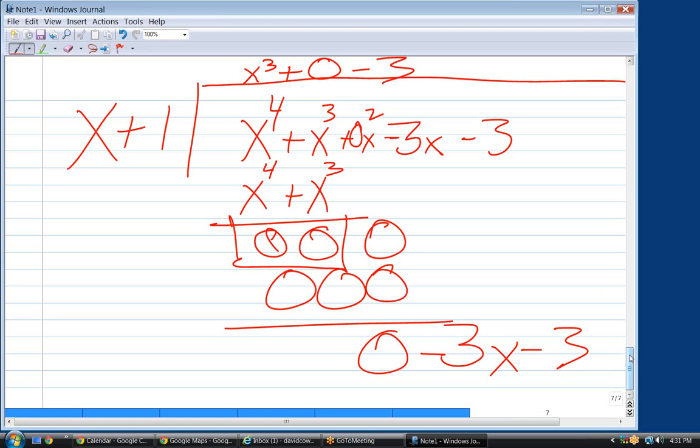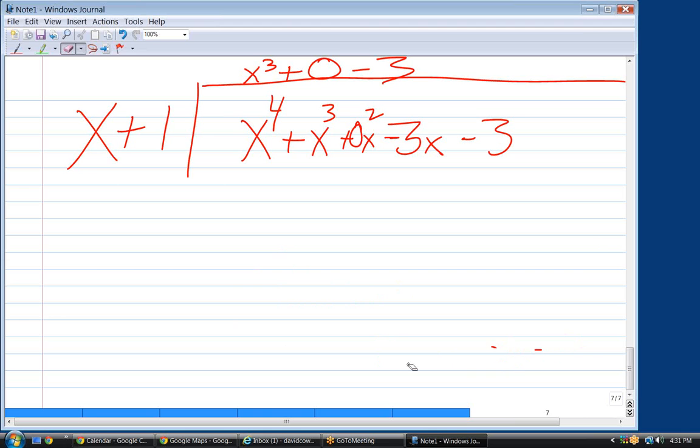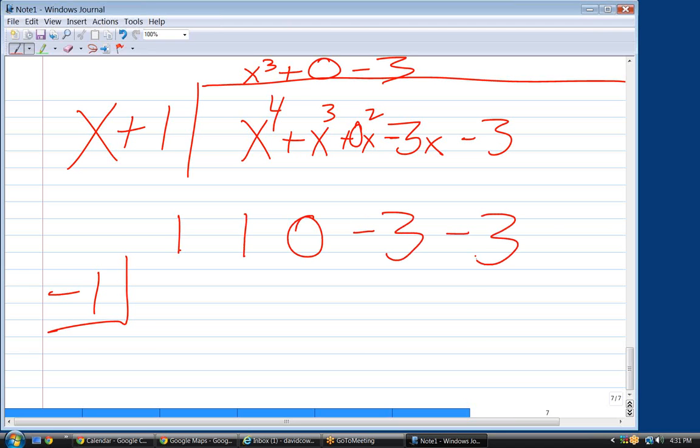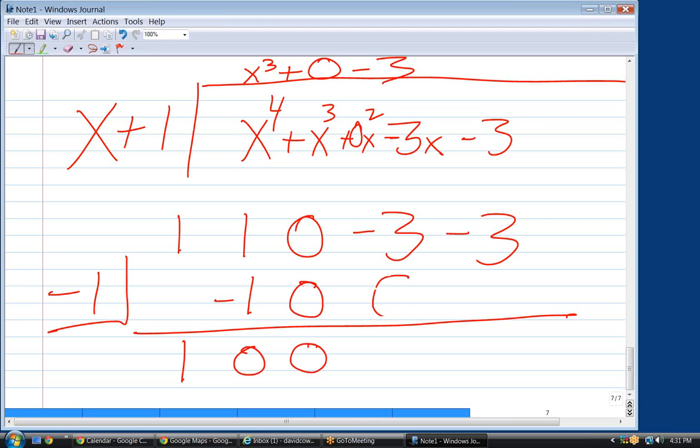But to be sure, let's do it by synthetic, because I think that will solve any problems that we might have as to the order of operations here. Let's divide this whole thing by 1, and I got a 1, a 1, a 0, a minus 3, and a minus 3. Let's see what happens when we do this synthetically. Notice that when we do it synthetically, there are no problems whatsoever. And we got our answer, x cubed minus 3.